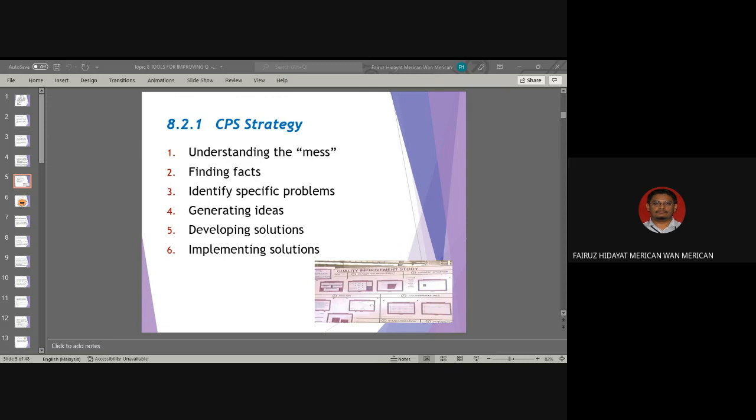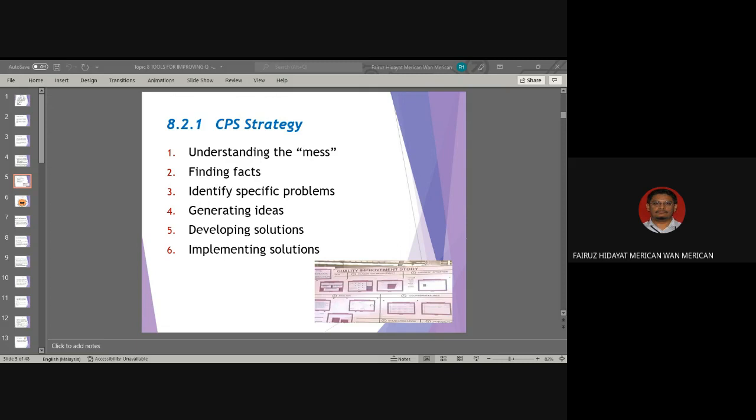And once they identify those specific problems faced by that product or service, or even any aspect of their company, then they start to generate ideas. They start to brainstorm. They throw out all sorts of ideas, and each of those involved in the CPS will contribute ideas in terms of how they can solve that particular problem.